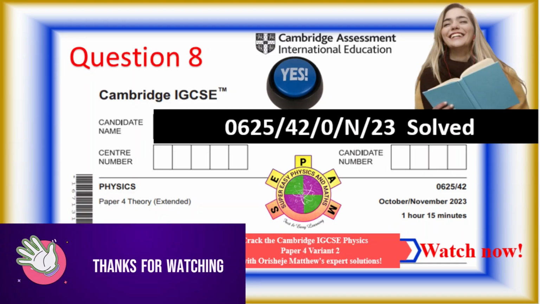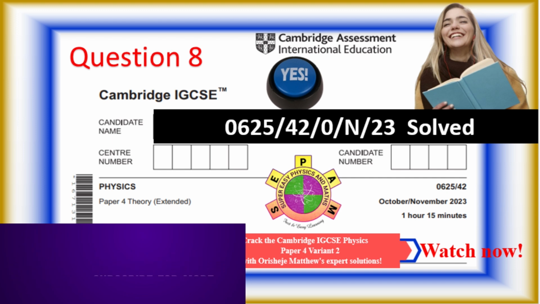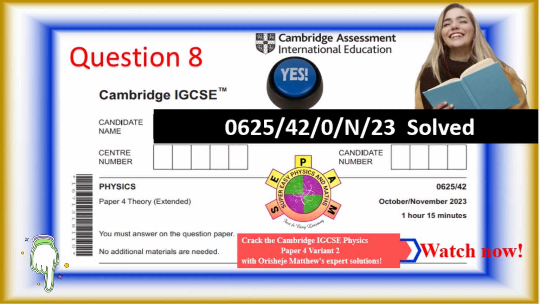And there you have it, a comprehensive solution to question 8 of the IGCSE Physics Paper 4, Variant 2, October-November 2023. Remember, practice makes perfect, so rewatch this video as many times as needed to solidify your understanding. For more expert guidance and solutions, stay tuned and watch videos on questions 1 to 9.